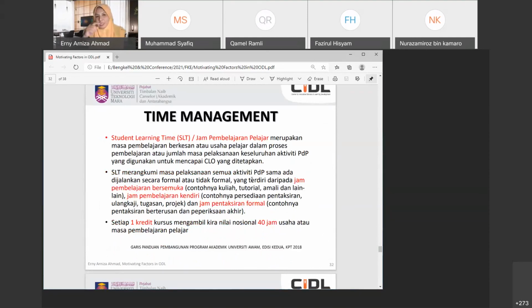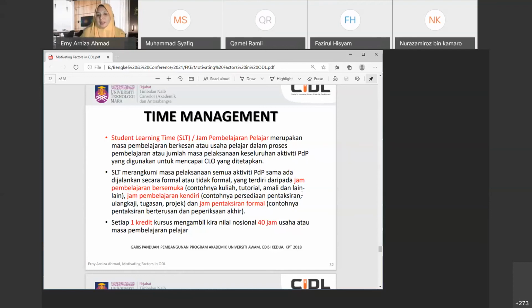Okay, right. So here, kalau kata pensyarah, memang dia akan tengok benda ni. But even though when we curate your curriculum, when you do your syllabus, we already insert this. We already embed this. This is what we call as a student learning time or the jam pembelajaran pelajar. So this one maksudnya merupakan masa pembelajaran berkesan atau usaha pelajar dalam proses pembelajaran atau jumlah masa pelaksanaan keseluruhan untuk aktiviti PDP yang digunakan untuk mencapai course learning outcomes yang telah ditetapkan.